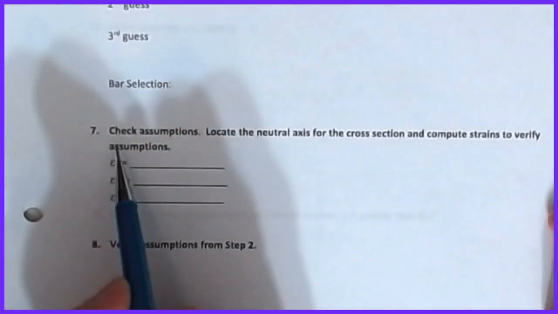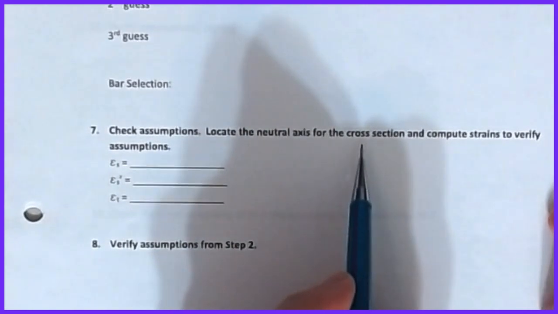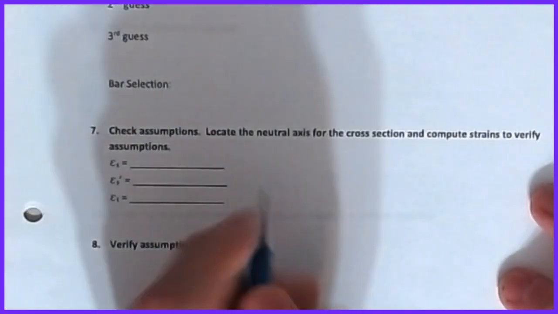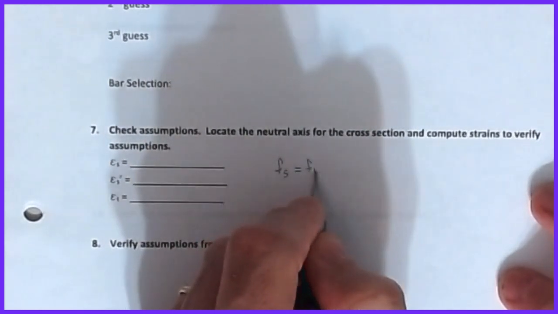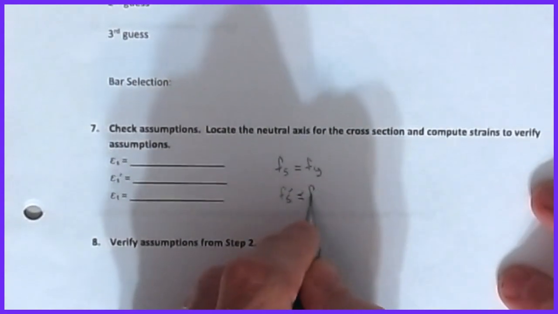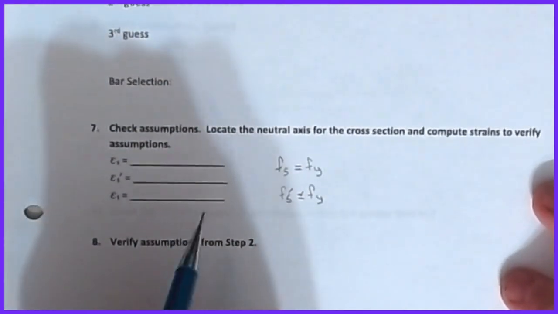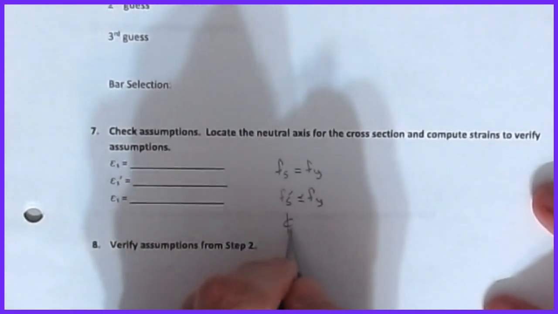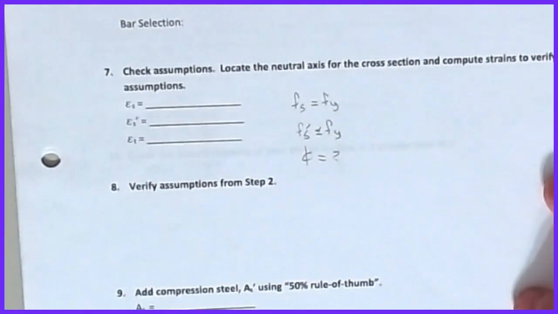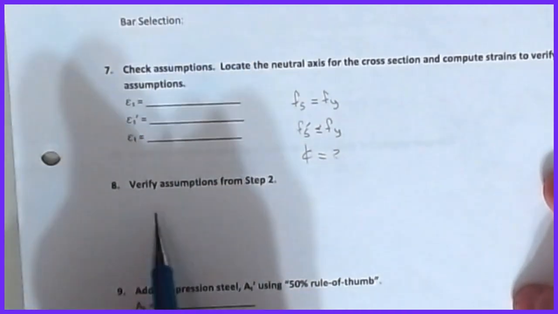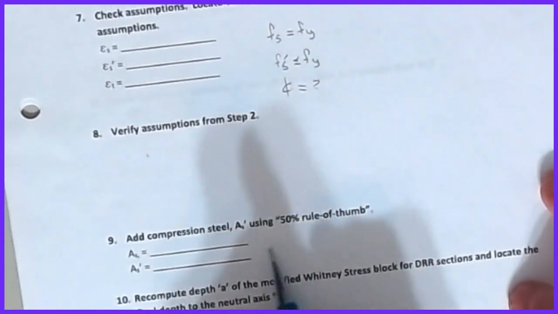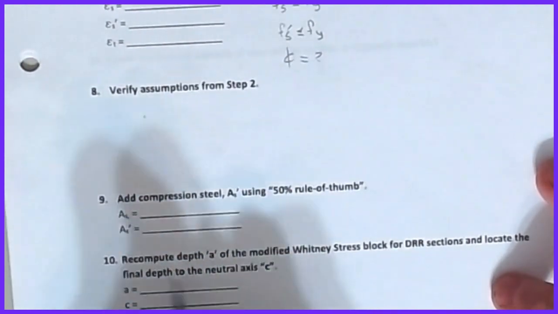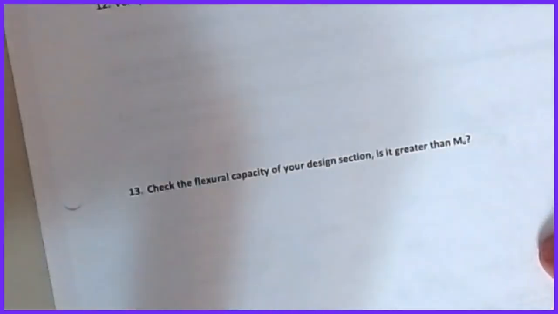Okay, and then finally, all that's left is to check the neutral axis for the cross section, and then compute the strains that verify our assumptions. Because again, you've got to verify: is FS still equal to FY? Is FS prime less than or equal to FY for the derivation? And then adjust accordingly. Okay, and then of course epsilon T gets me to my phi. What's my phi value? Okay, and so that's the calculation that we need, and this is where you actually verify the assumptions. Okay, and then we go in and we can add our compression steel using our 50% rule of thumb. Okay, and then basically once you add AS prime, then recompute A, and you go back around through the process just like we've outlined before.